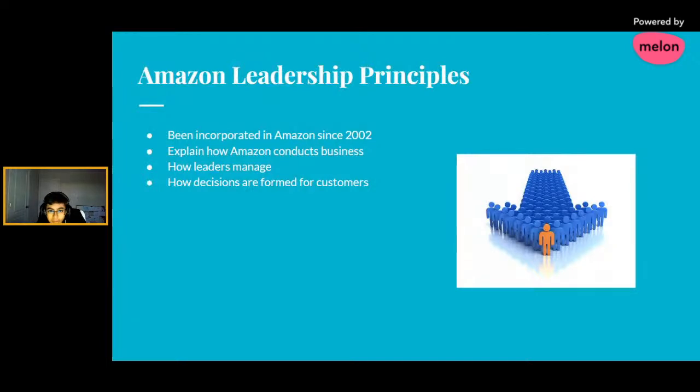So the following principles that we will discuss have been incorporated in Amazon since 2002. It explains how Amazon conducts business, as well as how leaders manage and how decisions are formed for the good of the customer.